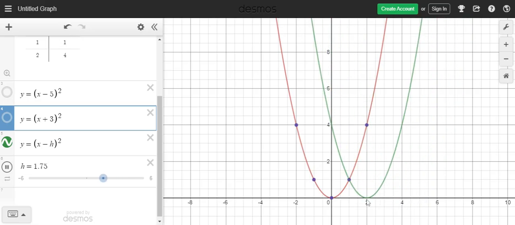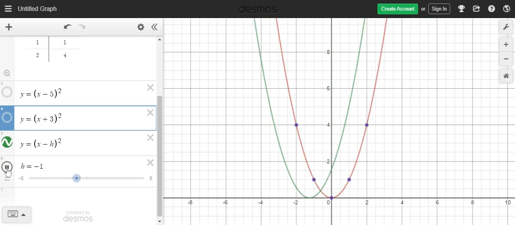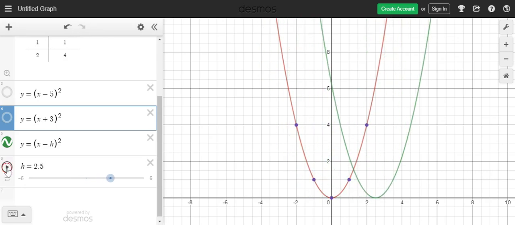So let me stop this at some point. For example, here. Okay, I stopped it. Look at the value of h. It's 2.5, right? So that means that the green parabola is the translation of the basic parabola horizontally 2.5 units to the right.